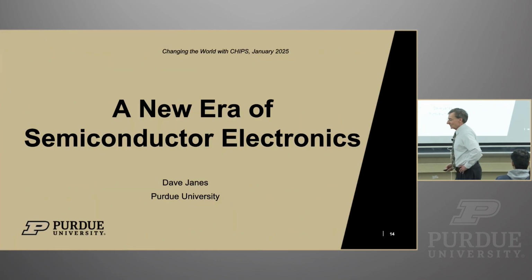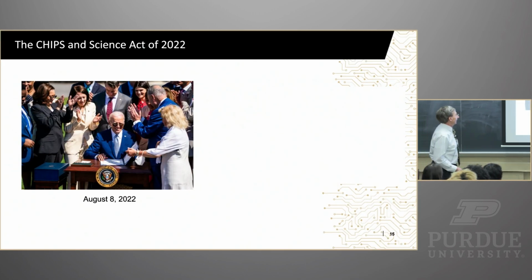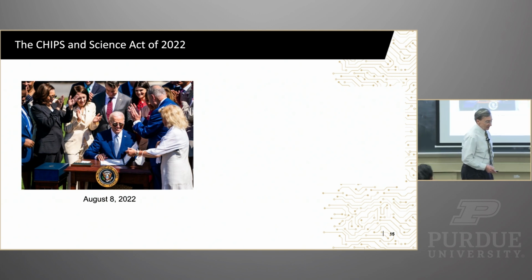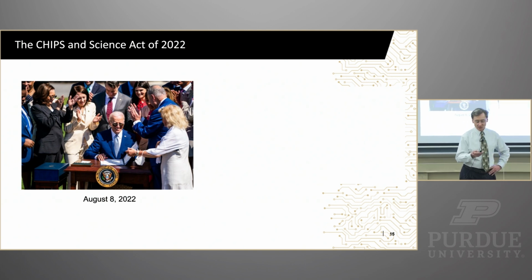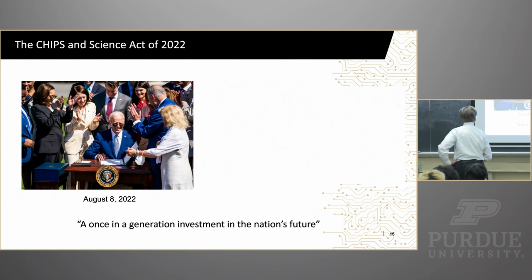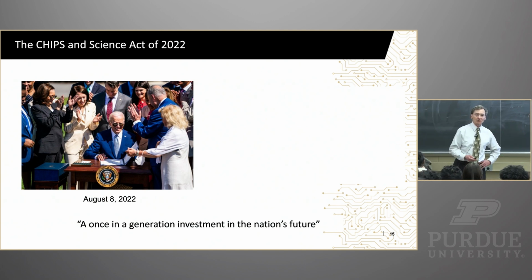So I'm going to give a talk that's derived from something that Professor Lundstrom has given the past few years, but I'm sort of taking over this role. Many of you have probably heard of the CHIPS and Science Act. This is President Biden signing it into law. This was something that had actually been in the works for a while, but got formalized in 2022. It's a kind of once-in-a-generation investment in the nation's future.